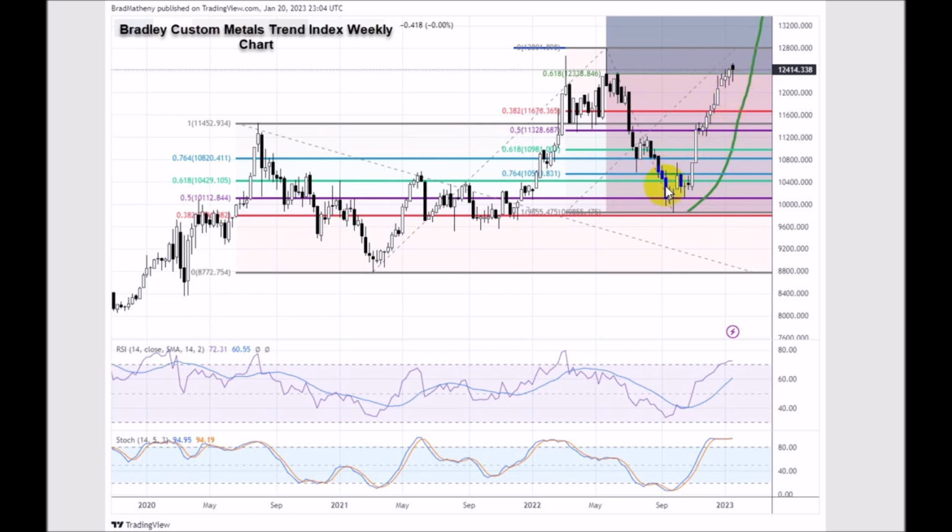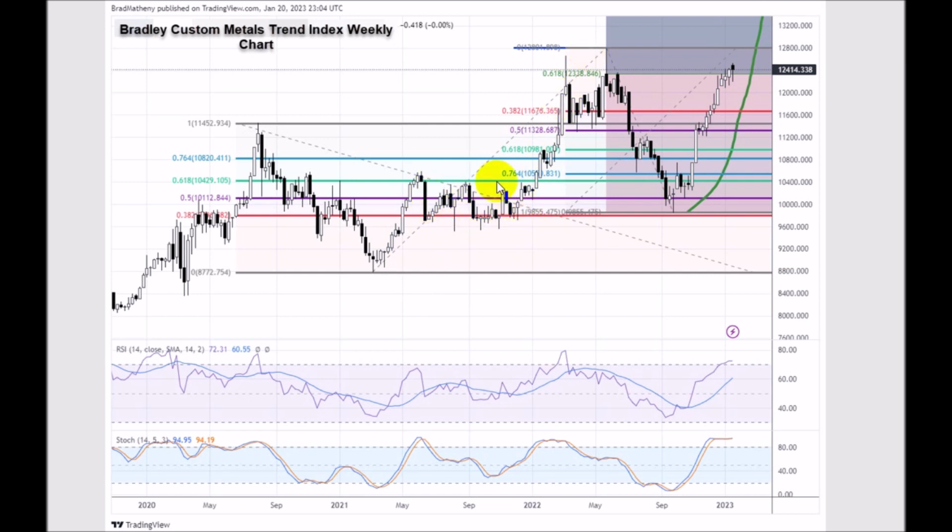But you can see here that we've come from basically 9,700 to 12,400 right over here. That's approximately, doing the math real quick, about 2,700 points on this custom metals trend index. We have about another 2,000 points to go to the upside, but I believe we're going to see it actually stall. So you can see here from this low, we moved up about 2,500 points, stalled out, and then rallied.